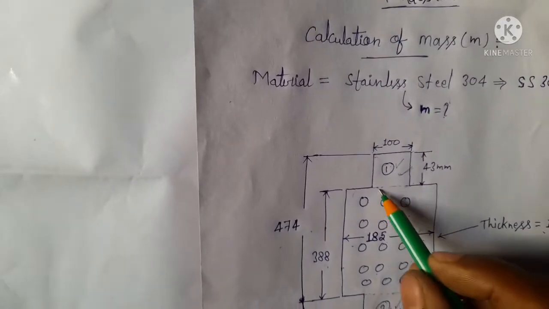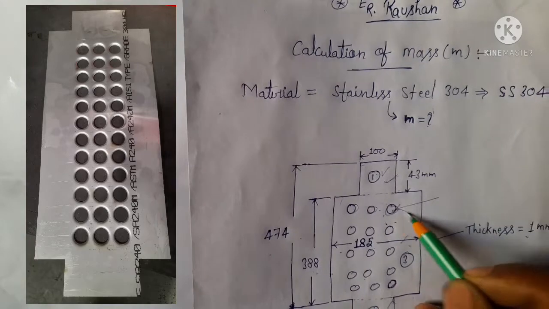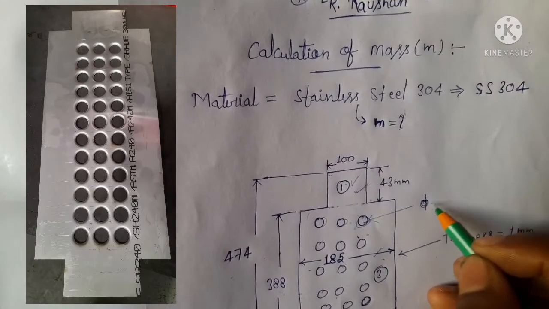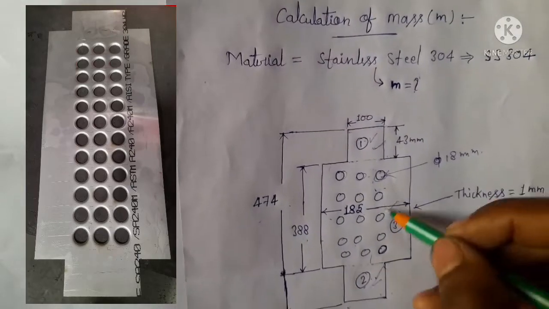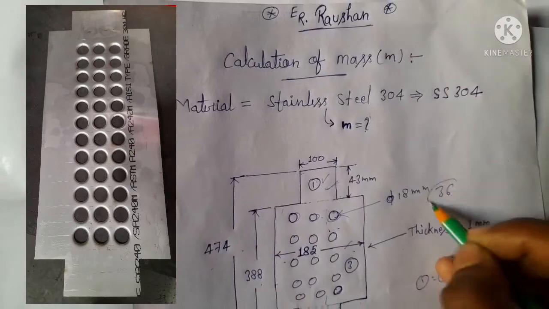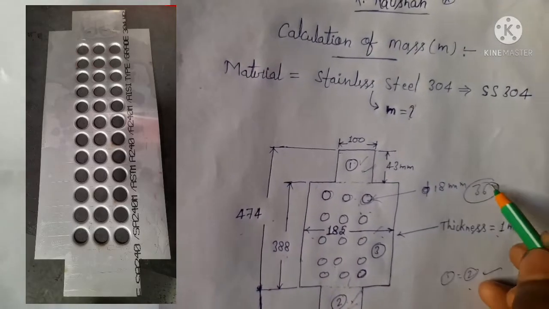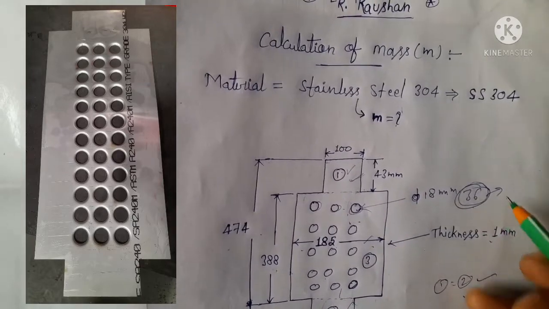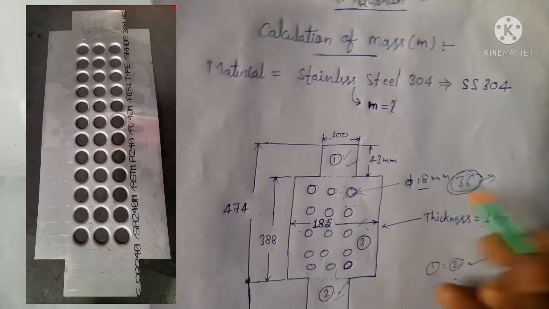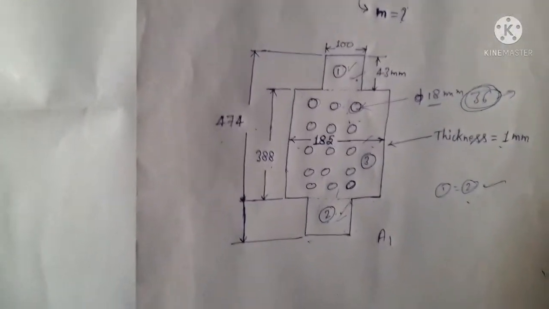Notice that this material also has holes, and these holes have a diameter of 18 mm. The number of holes is 36. We don't draw all 36 holes here, but practically this material has 36 holes, each with a diameter of 18 mm. Now we calculate area 1.